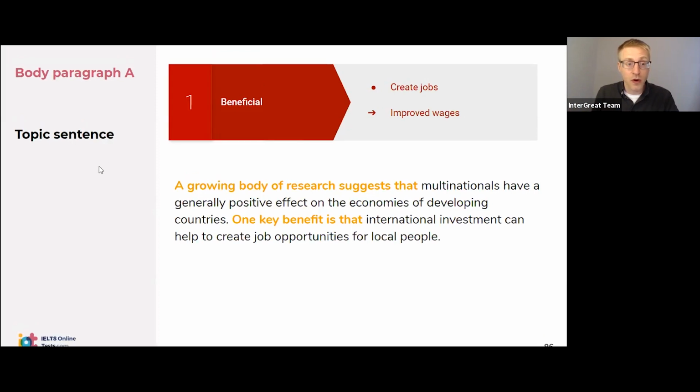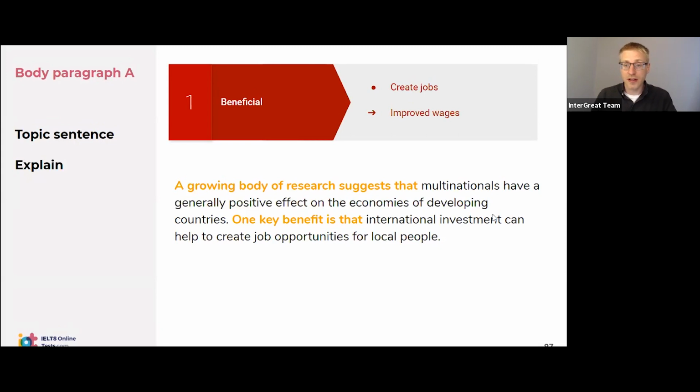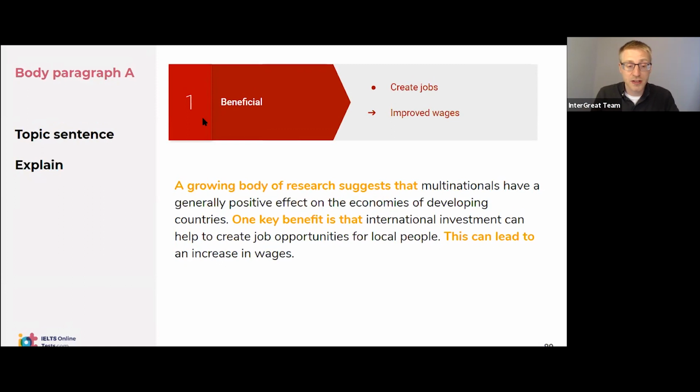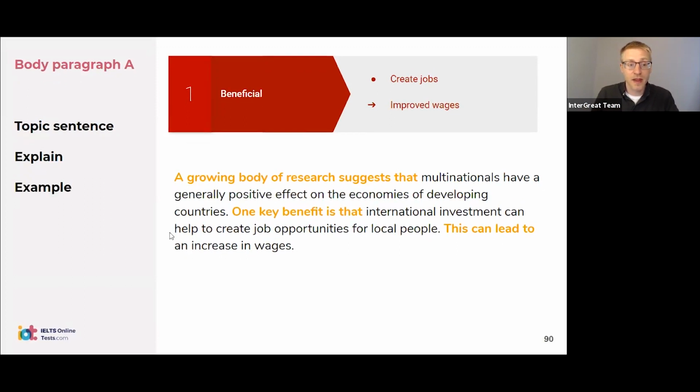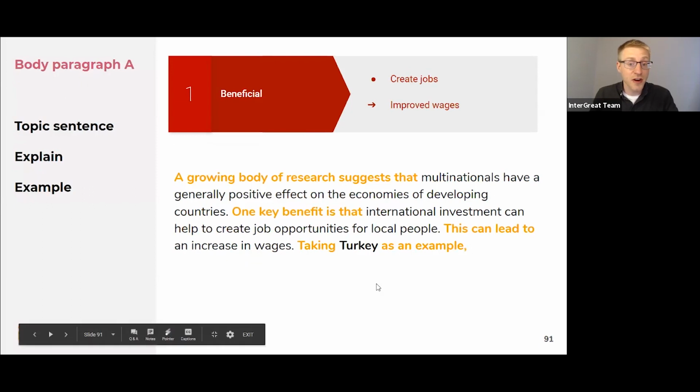We then want to explain this benefit, right? This is our next part of our paragraph. And one way to do that is to use a phrase like this can lead to. So you can say this can lead to an increase in wages, right? This is the positive impact of this benefit. We can then support our explanation with an example. So in this case, I've said, taking Turkey as an example.